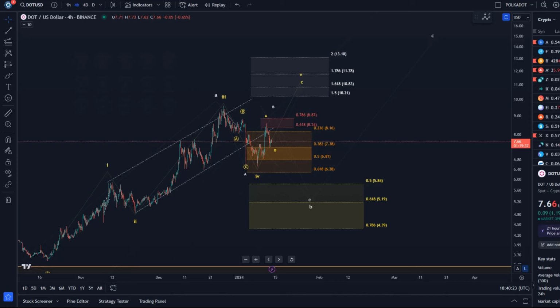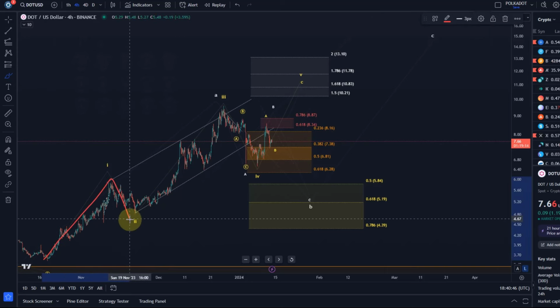In addition to that, it's worth knowing that the move to the upside is not an impulse, but probably a diagonal pattern, which makes the entire chart a little bit more messy. And then you might remember from previous videos that we highlighted that so far, this move to the upside was only a three-wave move, okay?